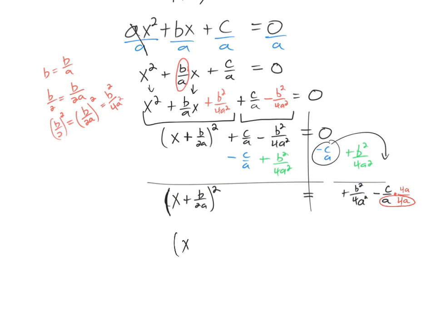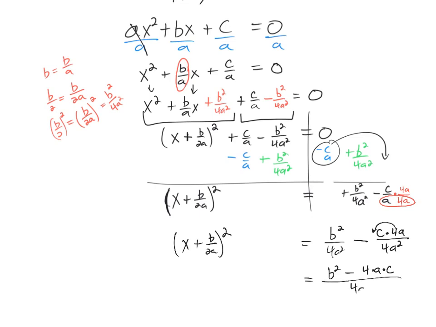So I'm going to just leave this stuff. x plus b over 2a squared is going to equal b squared over 4a squared minus c times 4a all over 4a squared. And I'm going to take it a little bit further. With the denominators the same, I'm going to combine like terms. So b squared minus, I'm just going to move the 4 in front, 4 times a times c, all over 4a squared. And that's going to be equal to our regular x plus b over 2a squared.